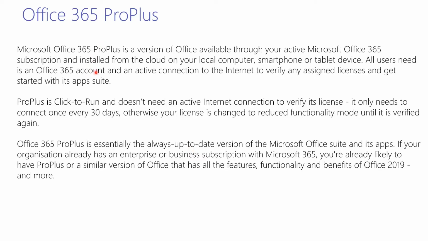Office 365 Pro Plus is essentially the always up-to-date version of Microsoft Office Suite and its apps. So basically, Pro Plus receives all the updates and security patches very quickly in comparison to your Microsoft Business Productivity Suite. Okay. If your organization already has an enterprise or business subscription with Microsoft 365, you are already likely to have Pro Plus or a similar version of Office that has all the features, functionalities, and benefits of Office 2019 and more. So basically, if you already have an Office 365 license for your users, you're most likely using Pro Plus. Okay.